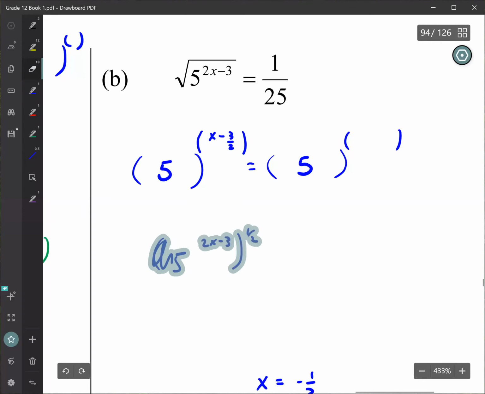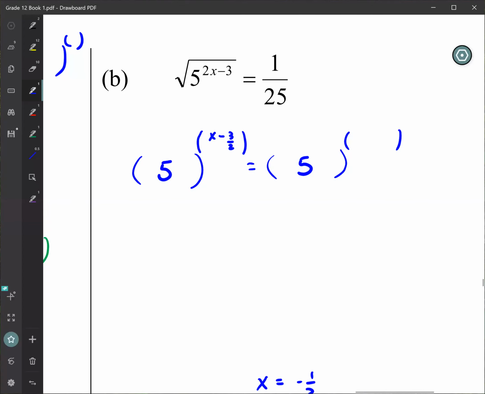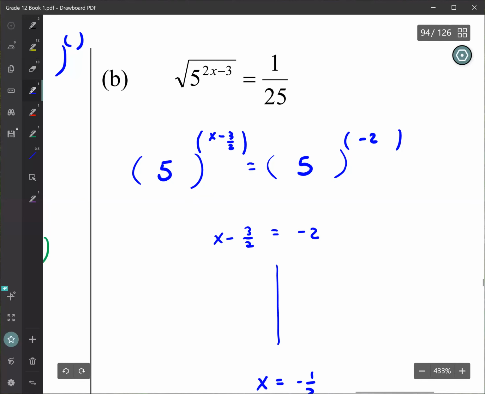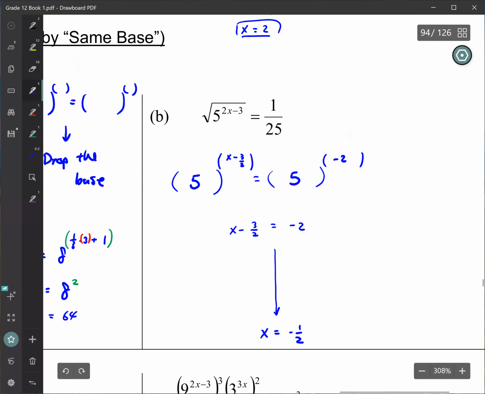Okay, now how about the right-hand side? Donna, what's the exponent then? -2. Yeah, okay. So once you get here, you can drop the base and just focus on the exponent, right? X minus 3/2 has to be -2, and that will give you the final answer. Okay, anyone has questions?